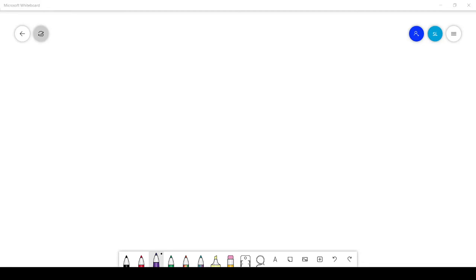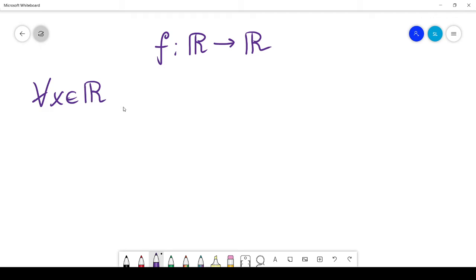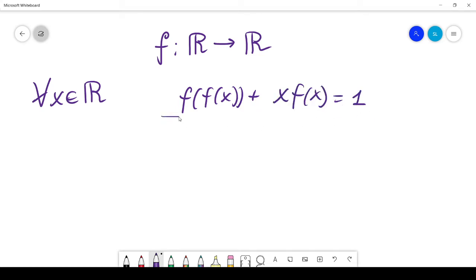Today I have two wonderful problems for you folks. The first problem is actually a functional equation, and the second one I'll call a functional inequality. Alright, so the first one is to find all functions from the set of real numbers to the set of real numbers such that for every real number x, f of x plus x times f of x is equal to 1.